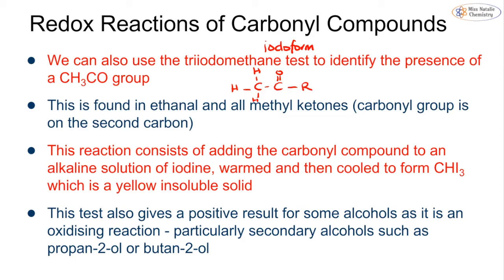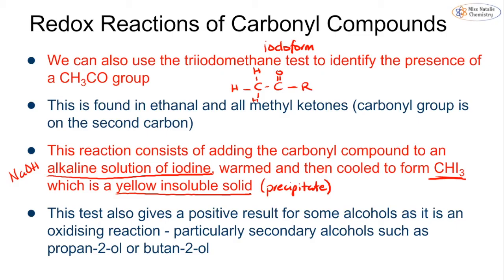Now, in an exam, you cannot just simply say the iodoform test, you need to say what the reagent actually is. This reaction consists of adding the carbonyl compound to an alkaline solution of iodine. So usually you would say iodine in the presence of sodium hydroxide. We then warm it and then cool it, and we form CHI3, or triiodomethane, which is a yellow insoluble solid, or you could say a yellow precipitate.